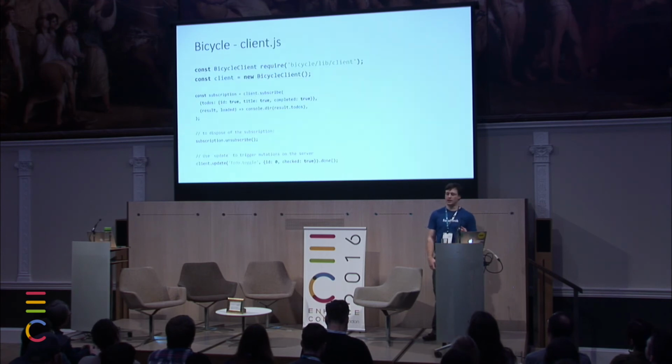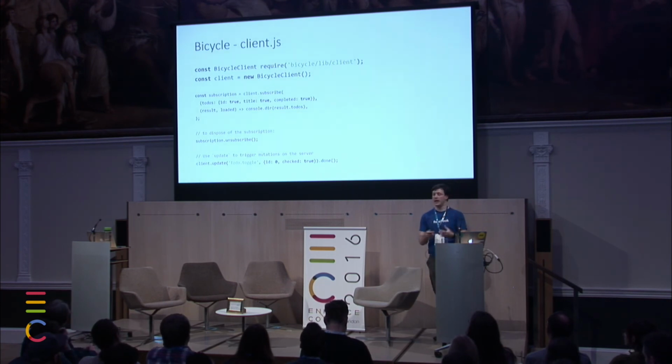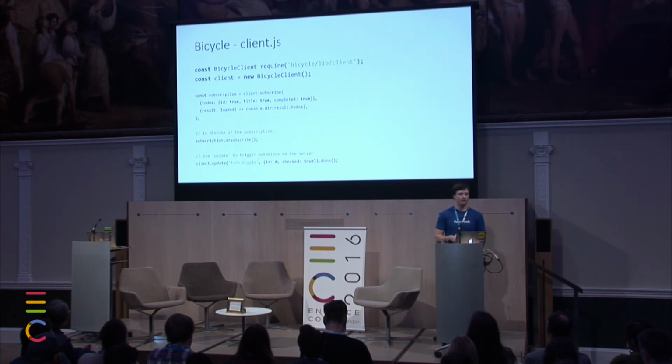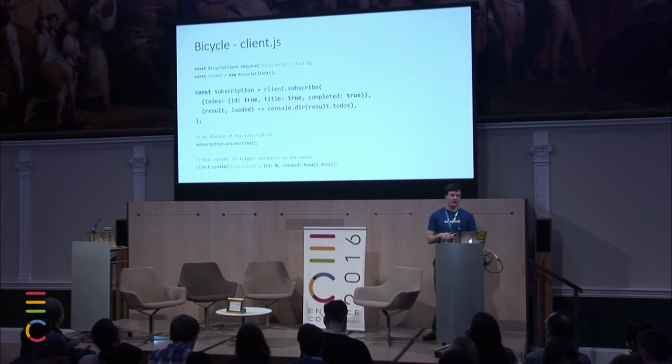So on the client side, we create a new instance of the Bicycle client. And that Bicycle client is our caching layer, is the layer that knows about which requests are currently in flight. So we'll have one of these per application, per render. It then lets you subscribe to some given part of the state. So here I've represented my query as an object. So I've said I want to load to-dos, and I want the ID field, the title field, and the completed field out of each to-do entry. And then I've said, call this function every time the result of that query changes.